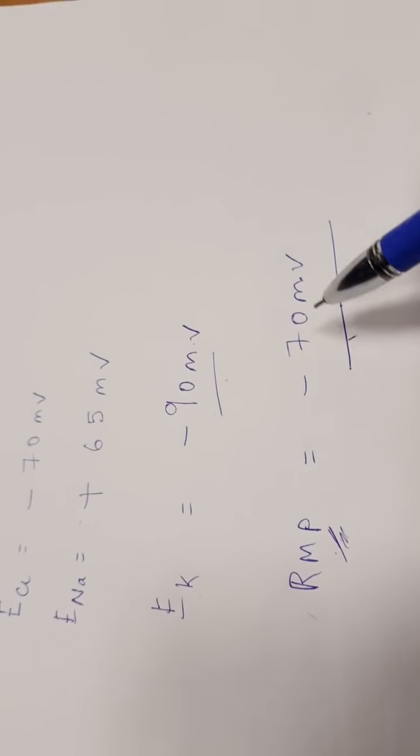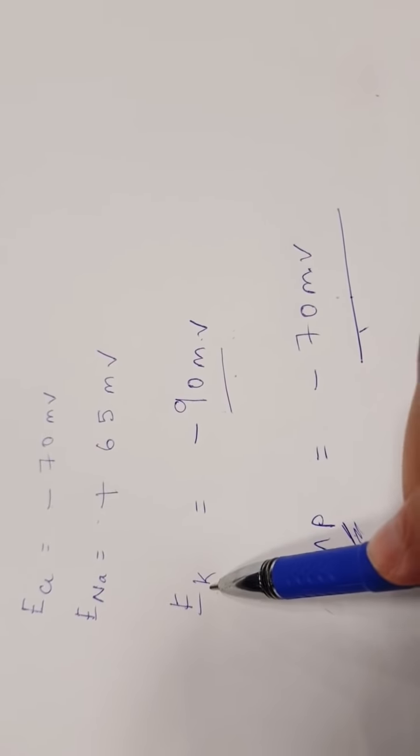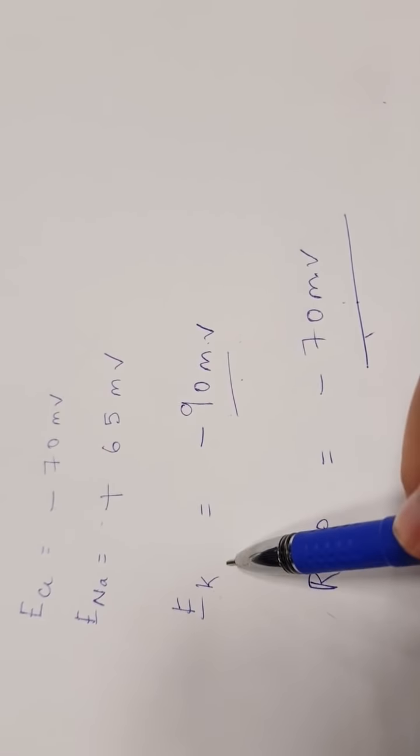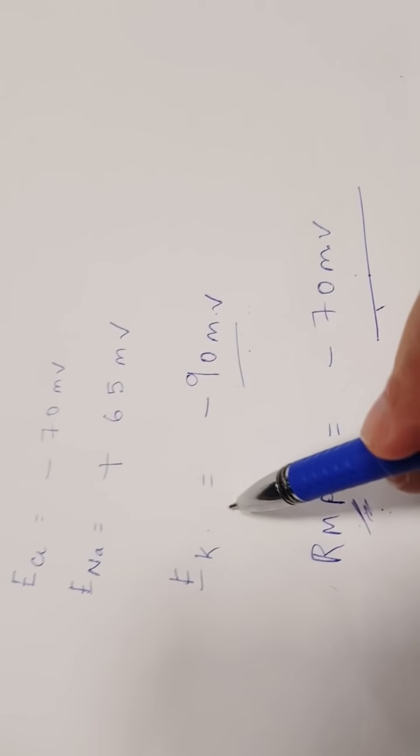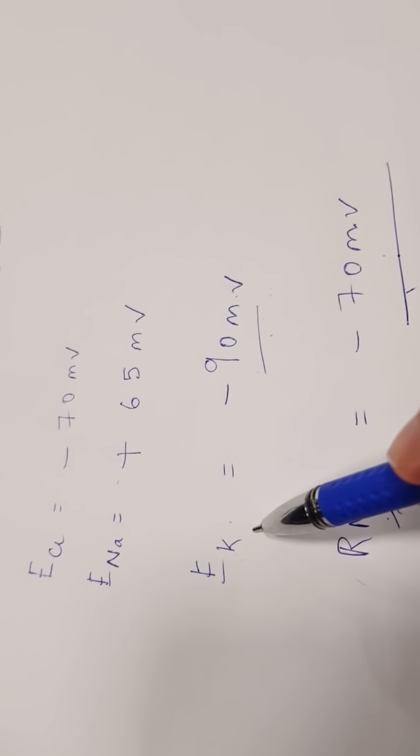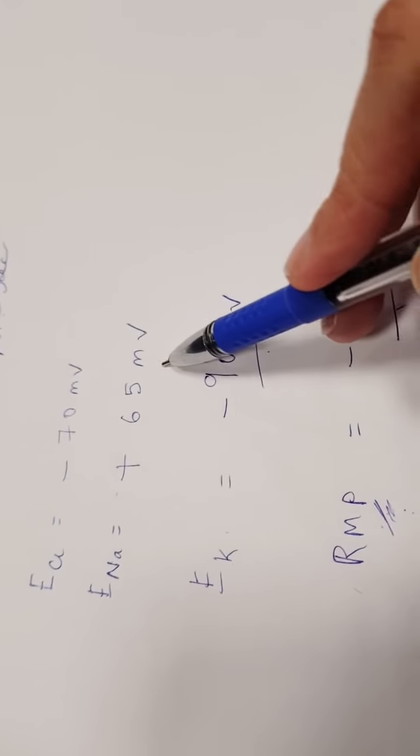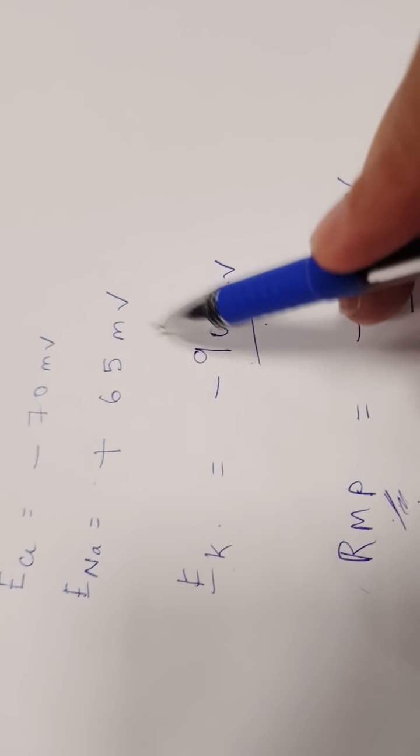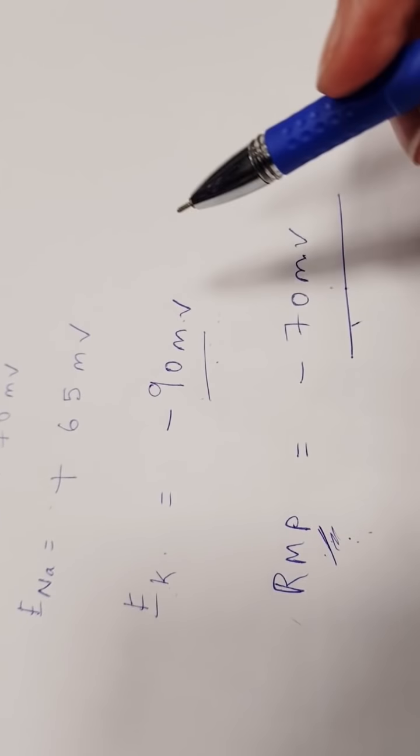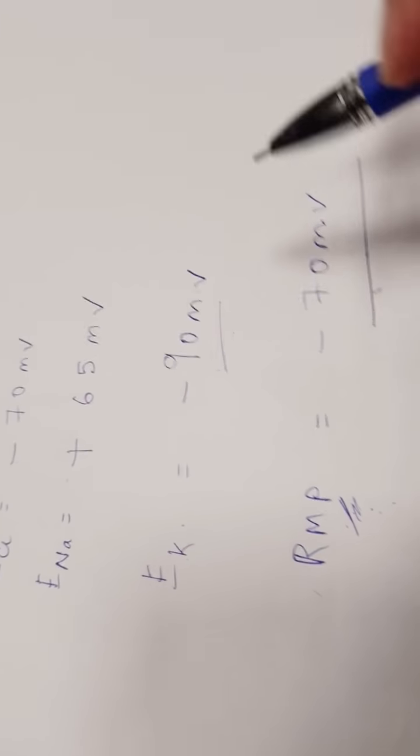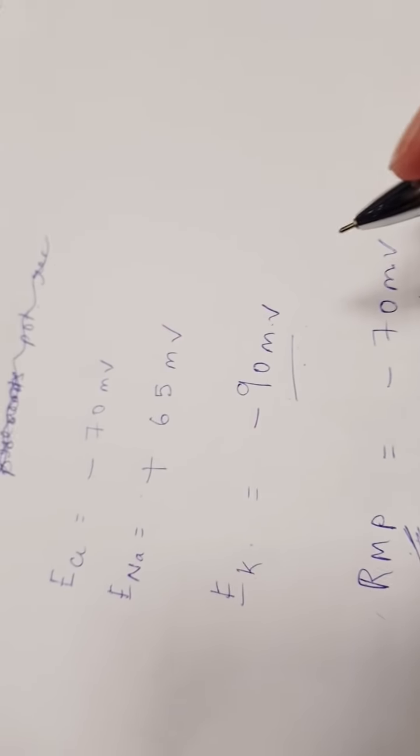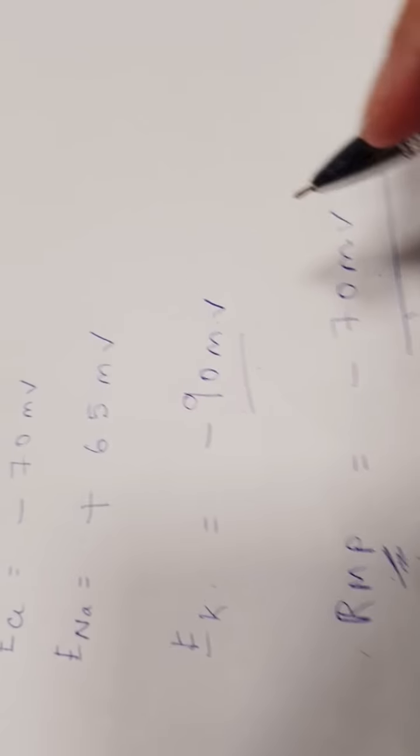The RMP is minus 70 millivolt. The equilibrium potential of potassium is minus 90 millivolt. And the equilibrium potential of sodium is plus 65 millivolt. From this we can see that the RMP is very near potassium. So the major contribution to RMP is by potassium. Sodium has very little contribution because sodium is normally impermeable and cannot flow into the cell by itself.